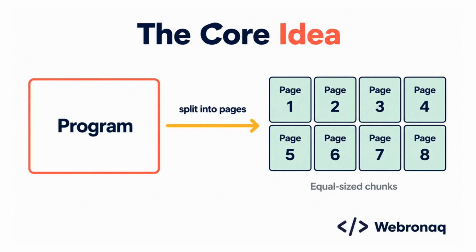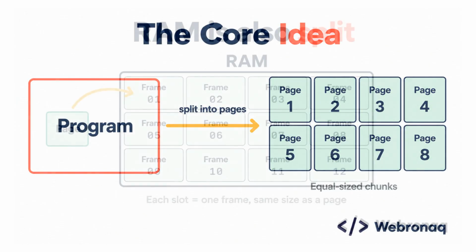Now, why equal sizes? Because equal pieces are easy to manage. Think of it like cutting a long document into uniform A4 pages. Once everything is the same size, you can shuffle them, store them, and find them without any awkward gaps. That's the trick. The program no longer needs one big continuous space in RAM. It just needs room for its individual pages, scattered wherever there's free space.